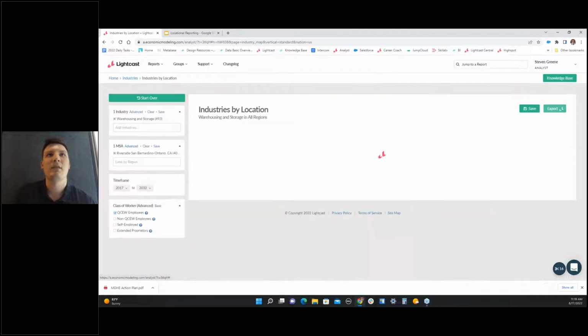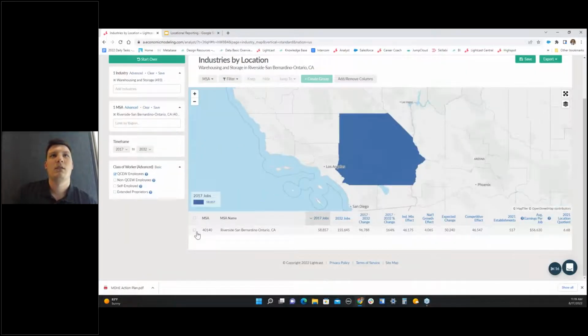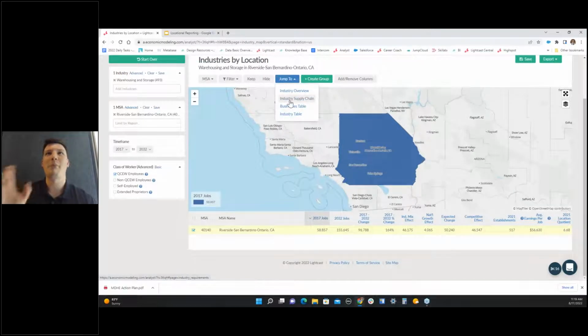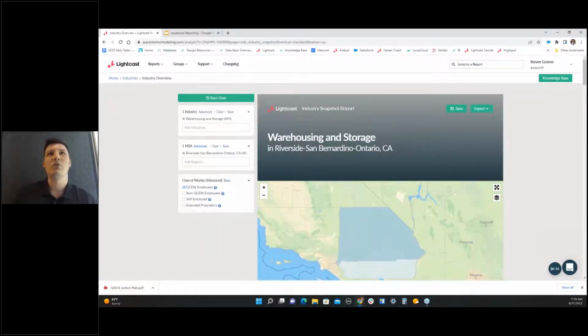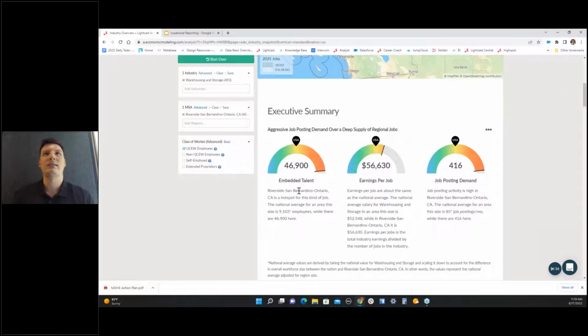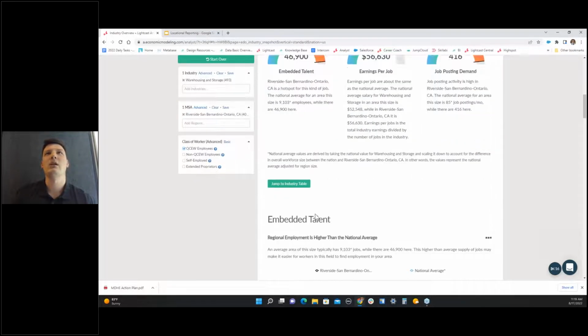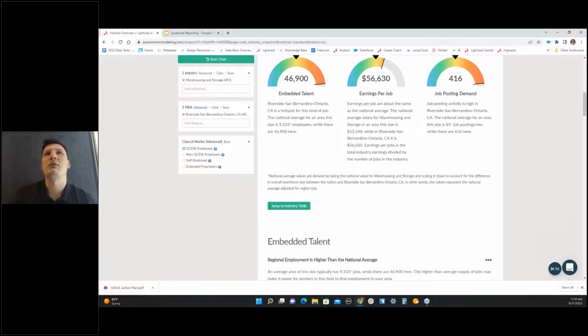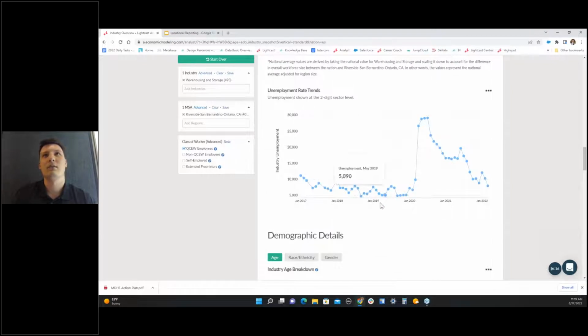and keep this Riverside, San Bernardino, Ontario, California. And we'll look into what about this region? Why is there so much growth in this region? So I'm going to go to industry overview, get a better understanding of the growth of this region. 46,900 jobs, embedded talent, earnings per job, job posting demand. This is again for 2020. Actually, I might have to go back on that. But what I want to find are employment trends, unemployment rate trends 2020. That's crazy, but it's expected.